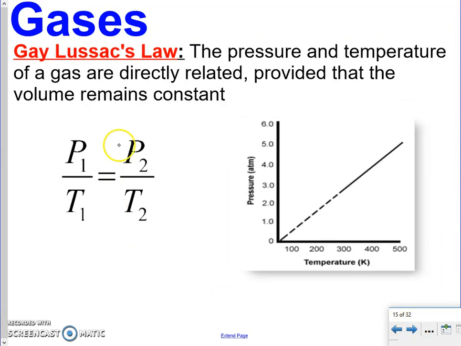We have Gay-Lussac's, which is pressure and temperature. Again, direct relationship. If I increase my temperature, I'm increasing my pressure, assuming that volume is being held constant in this case. And again, this should make sense. If I'm increasing temperature, I'm increasing kinetic energy, therefore I'm increasing the amount of collisions, therefore pressure.